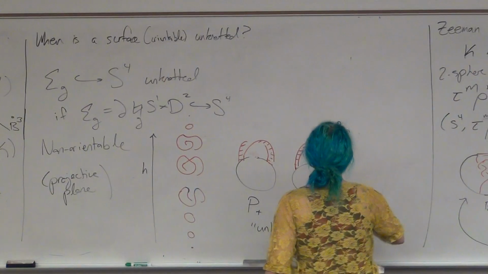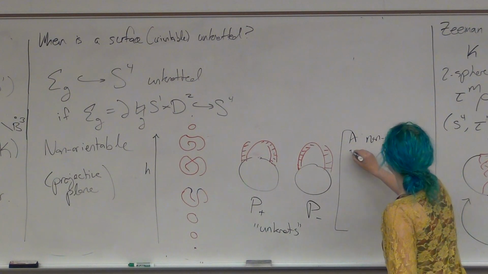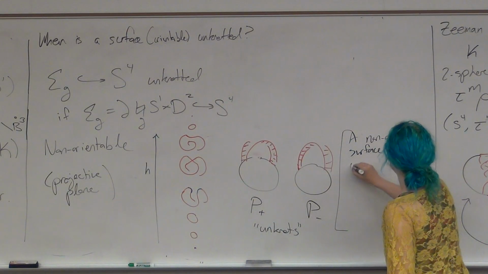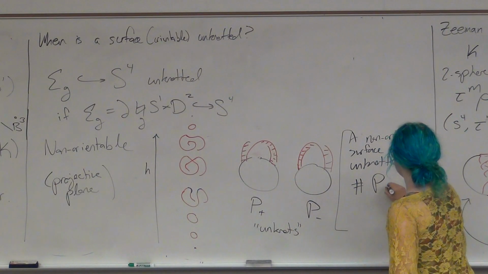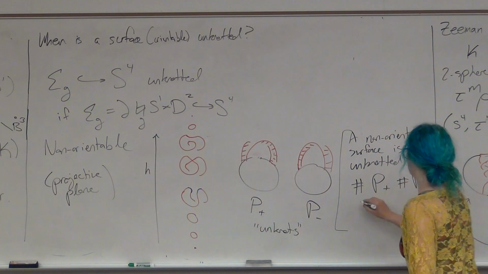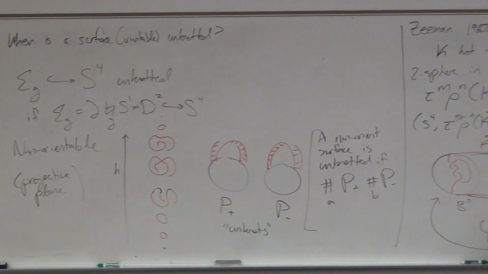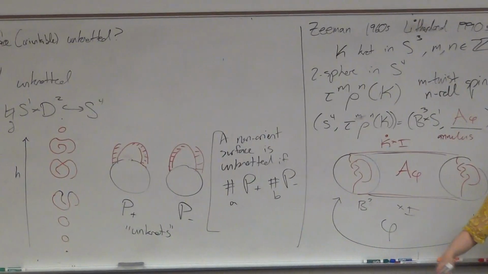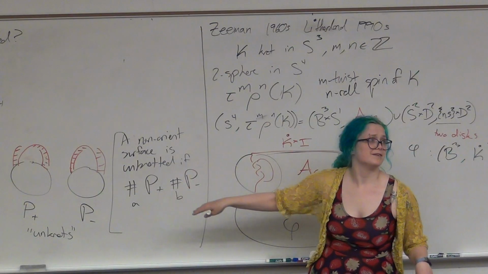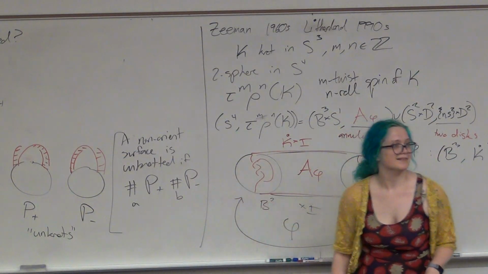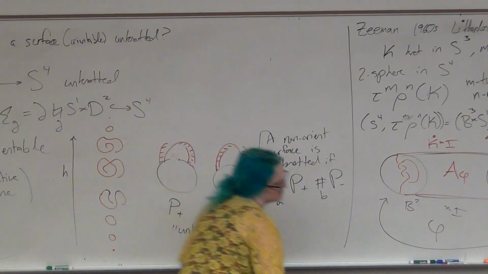And then in general, a non-orientable surface is unknotted if it is a connected sum of some number of P pluses and some number of P minuses. Okay, so as the non-orientable genus goes up, there's actually a lot of distinct unknots that are all distinguished by the Euler number of their normal bundle, but it's still a finite number, so it's not that bad. Okay, great.